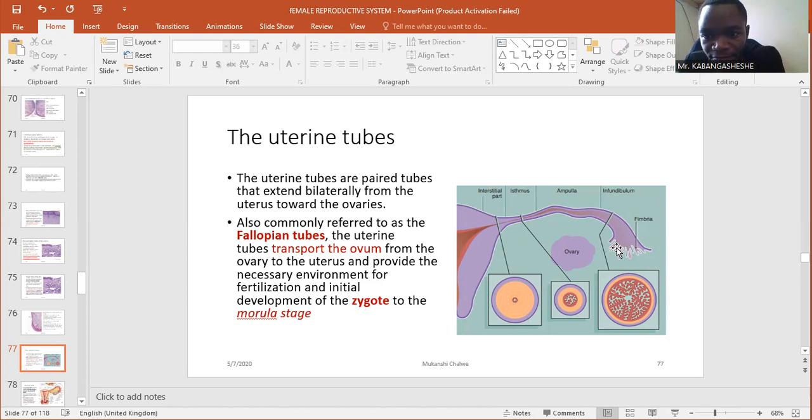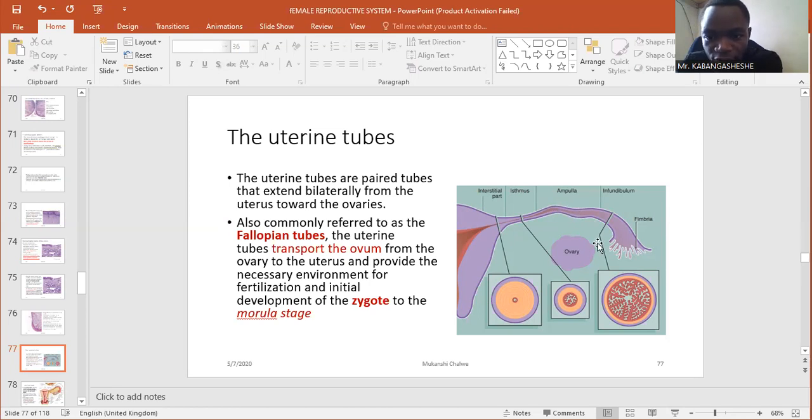Next part is the infundibulum. This is the infundibulum, the part that is closer to the fimbriae, the finger-like projections. Then after that, we have the ampulla. The ampulla is the largest and most dilated part of the uterine tube, or the fallopian tube. And fertilization occurs in the ampulla here.